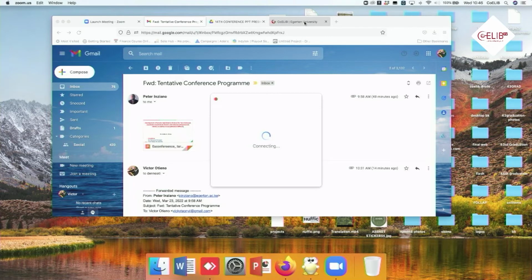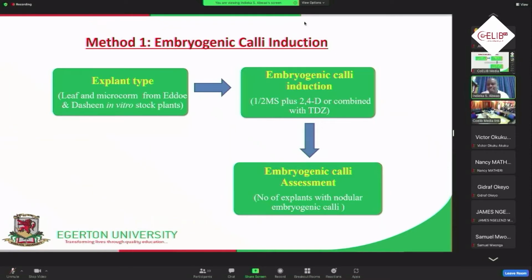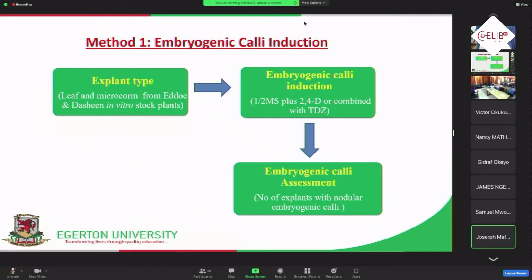Plant growth regulators, especially 2,4-D and TDZ, were excellent and really gave us embryogenic callus.